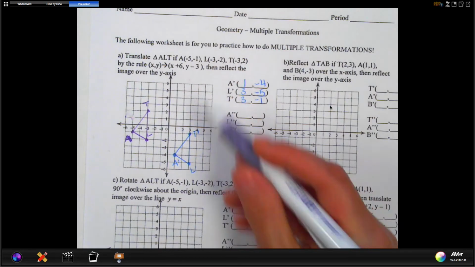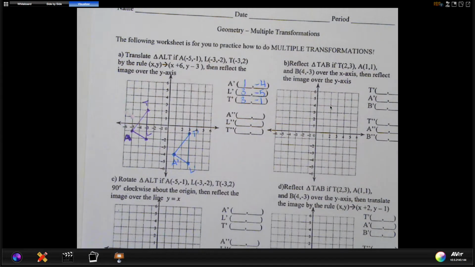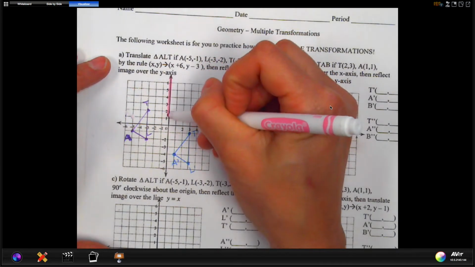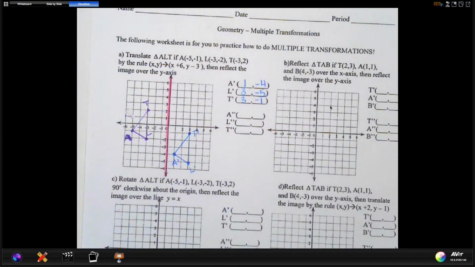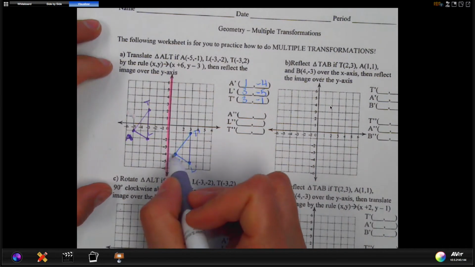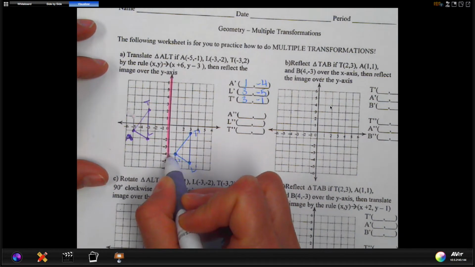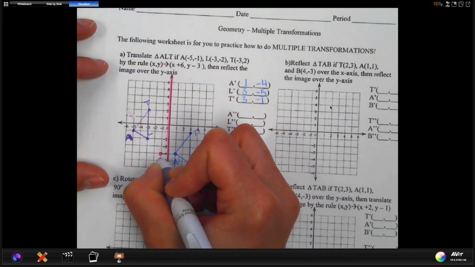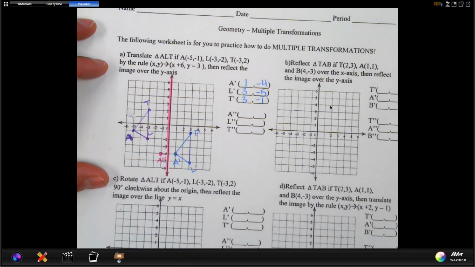Okay, now it says then reflect the image over the y-axis. So remember the y-axis is the one that is running vertically here. So we're going to reflect that blue triangle, A prime, L prime, T prime, over the y-axis. We'll start with A prime, that is 1 to the right, so we'll reflect it 1 to the left of that line, and we'll label it A double prime.